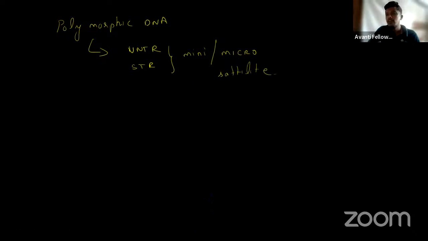So in this mini or micro satellite region, there are special sequences called polymorphic DNA. What is polymorphic DNA? Polymorphic DNA is basically highly mutative sequences. The variable number means the number of repetitions of a specific sequence keeps on changing from one generation to another. That is why we call these sequences polymorphic DNA. Now, how does this help us differentiate one person from another person?